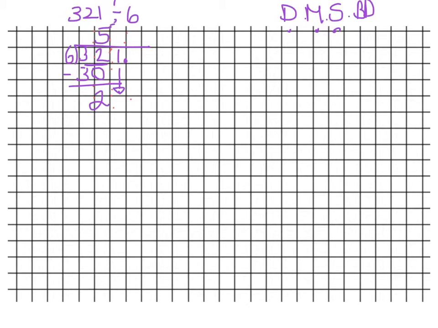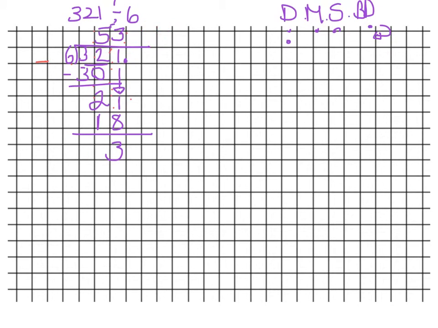Bring down the 1. So now I'm starting back over again, and I'm dividing. 6 into 21 goes, well, 6 times 4 is 24, so that's too big. 6 times 3 is 18. 21 subtract 18, that's 3. And again, this is where you would have left it, and you would have written 53, remainder 3. And what that remainder means is that there's 3 pieces left out of the 6 groups, or the divisor of 6.